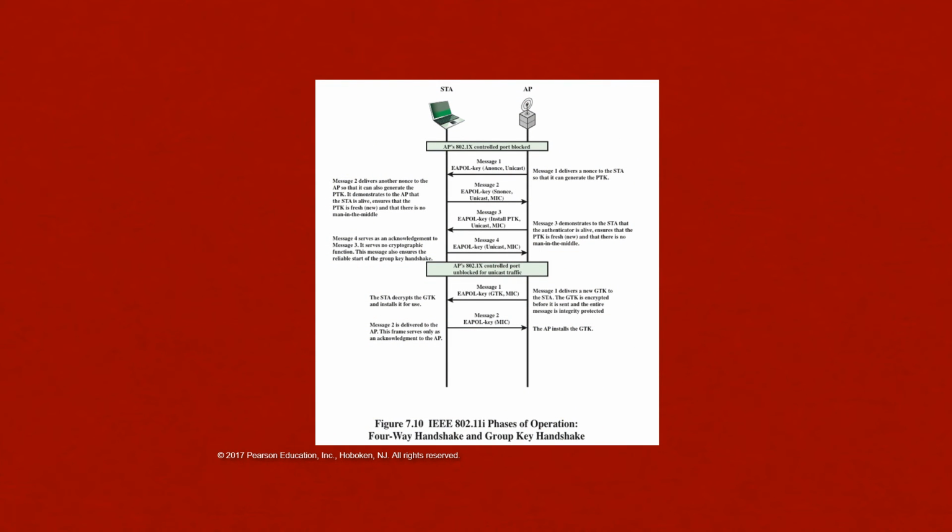The upper part of the figure shows the MPDU exchange for distributing pairwise keys. This exchange is known as the four-way handshake. The STA and AP use this handshake to confirm the existence of the PMK, verify the selection of the cipher suite, and derive a fresh PTK for the following data session.